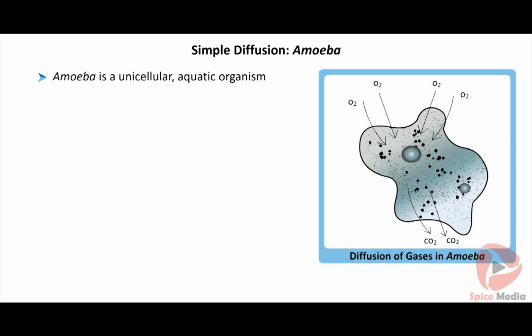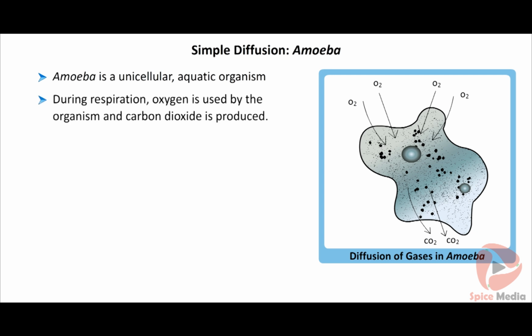Lower unicellular invertebrates show a very simple type of respiration. In amoeba, exchange of gases occurs by simple diffusion. Amoeba is a unicellular aquatic organism. It uses the oxygen dissolved in the water for respiration. During respiration, oxygen is used and carbon dioxide is produced.